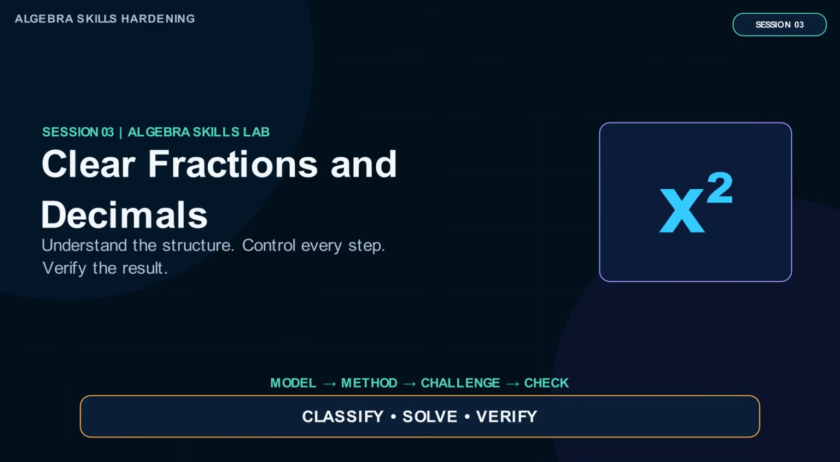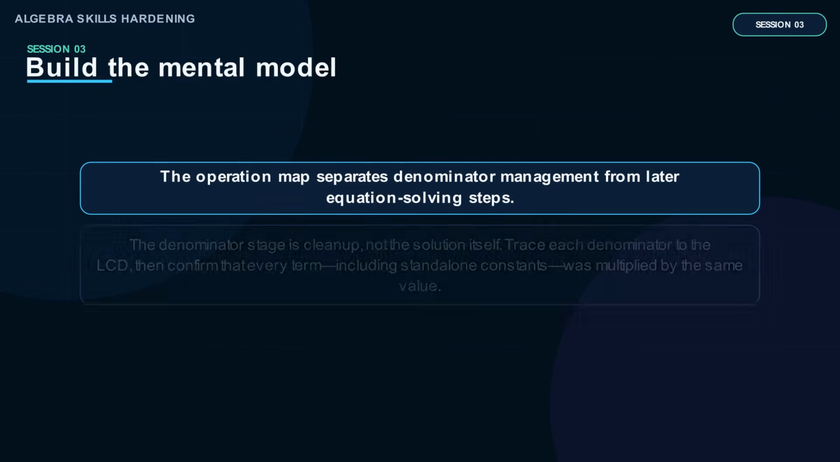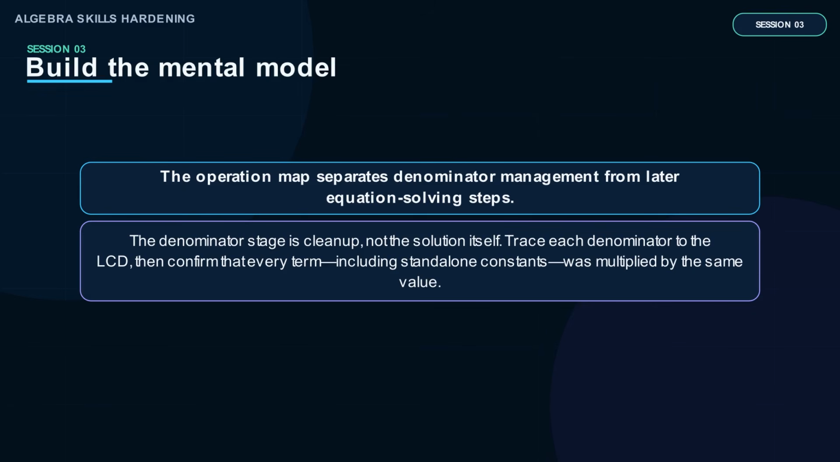Keep a pencil ready. We will build a visual model, use a repeatable process, solve a demanding example, diagnose an error, and finish with a checkpoint. Start with this picture. The operation map separates denominator management from later equation-solving steps. The denominator stage is cleanup, not the solution itself. Trace each denominator to the LCD, then confirm that every term including standalone constants was multiplied by the same value.